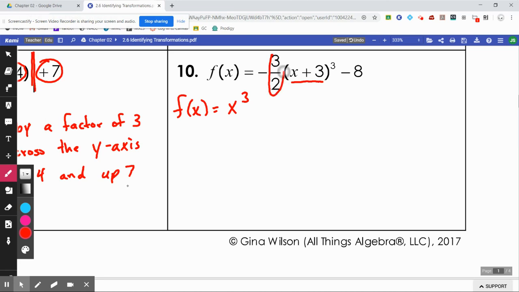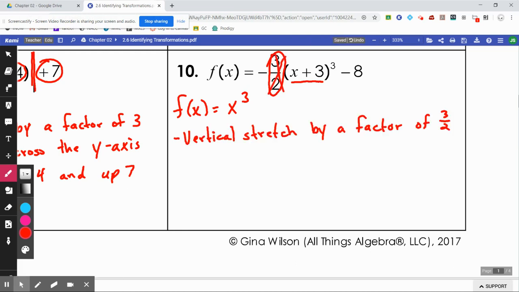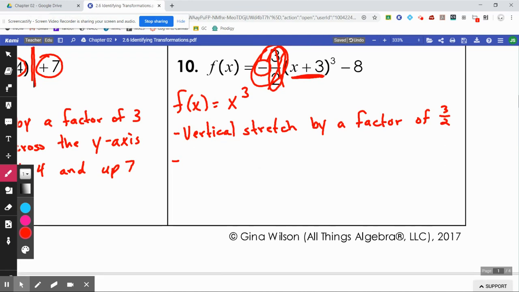But we do have a 3/2 on the outside, so that would be a vertical. Since it's bigger than 1, that'd be a vertical stretch by a factor of 3/2. On that 3/2, there's also a negative symbol, which is going to flip it, and it is also on the outside of the bars here being raised to the third power. So that negative would flip it vertically as well, so that'd be across the x-axis.